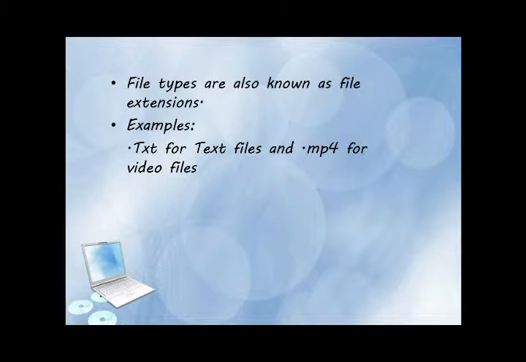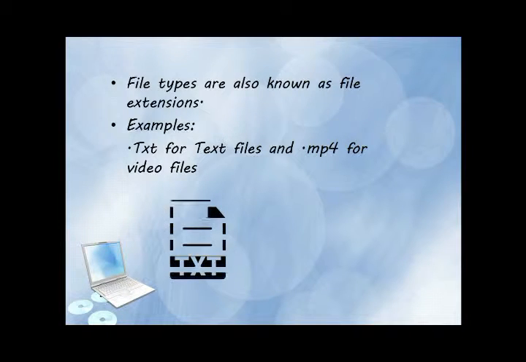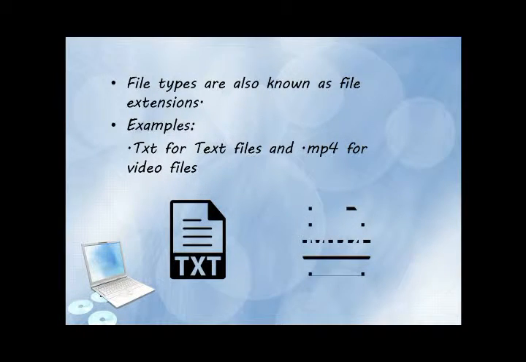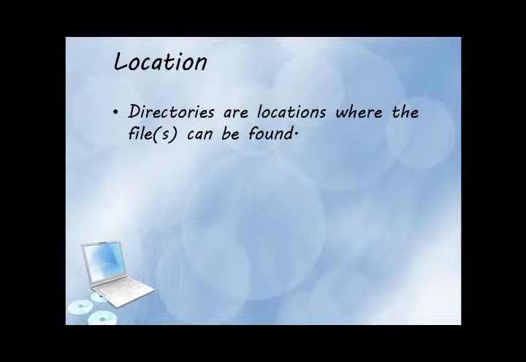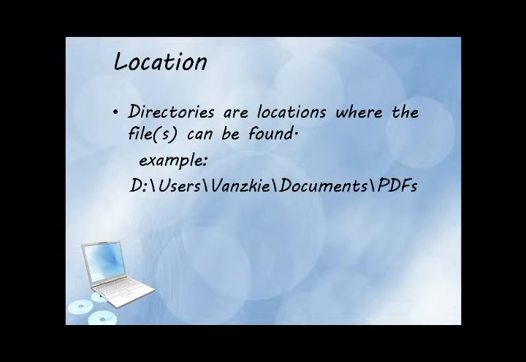File types are also known as file extensions. Examples of these are .txt for text files and .mp4 for video files. Directories are locations where the files can be found. An example of it is shown below.